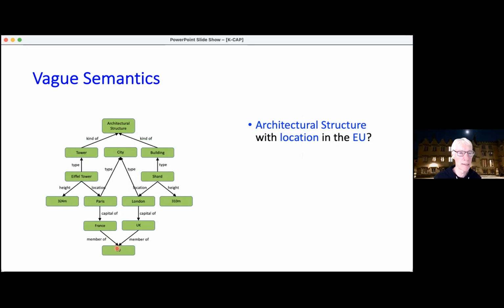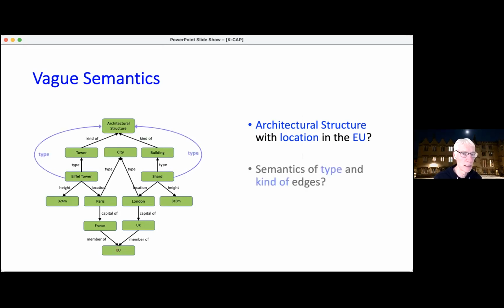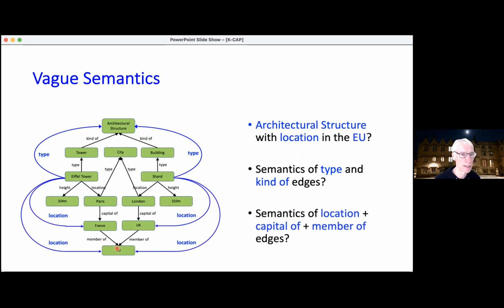But being able to answer that query with Eiffel Tower as one of the answers anyway makes a lot of assumptions. It makes some assumptions about the semantics of type edges and kind of edges, or subclass of edges, if we want to use the OWL terminology for that. And of course, it makes even more general assumptions about the semantics of the combination of location, capital of, and member of edges. So I'm assuming that these inferred edges might exist in the graph, but this is based on many assumptions about the semantics. So how do we deal with that?